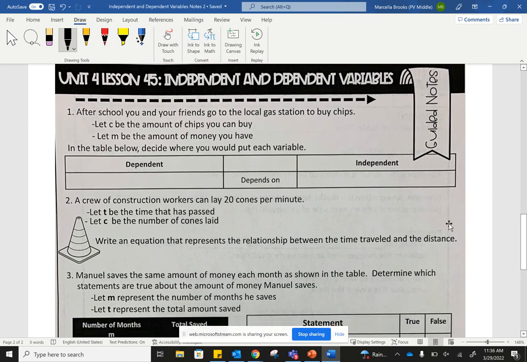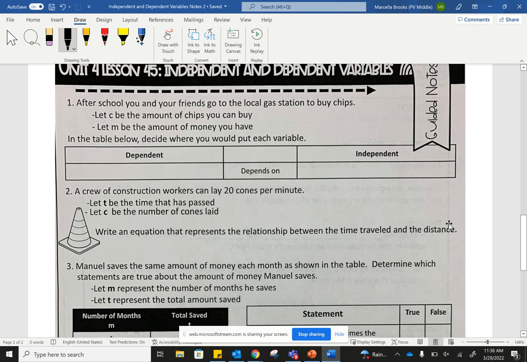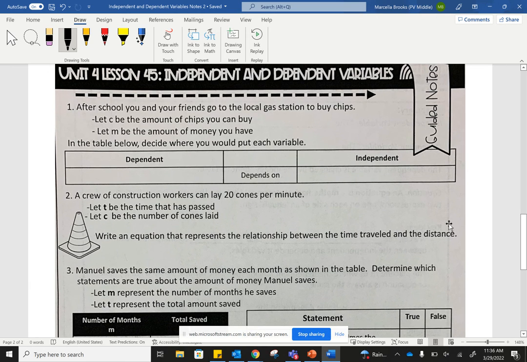Okay, so flip over your page, and this is where we're going to start playing with equations. Number 1 says, after school, you and your friends go to the local gas station to buy chips. Let C be the amount of chips you can buy, and M be the amount of money that you can have. So what depends on what? Does the amount of money you have depend on how many chips you can buy? Or does the amount of chips you can buy depend on the money that you have?